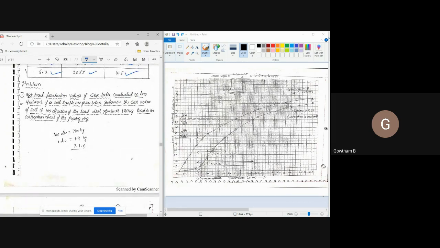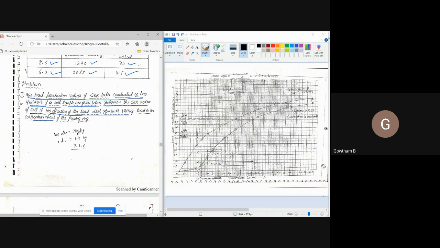Here the problem is: the load penetration values of a CBR test conducted on two specimens of a soil sample are given below. That means they had conducted the CBR test for two soil samples and the data they had tabulated is as below. What they are asking is to determine the CBR value of the soil if 100 divisions of the load dial represent 190 kg load in the calibration chart.